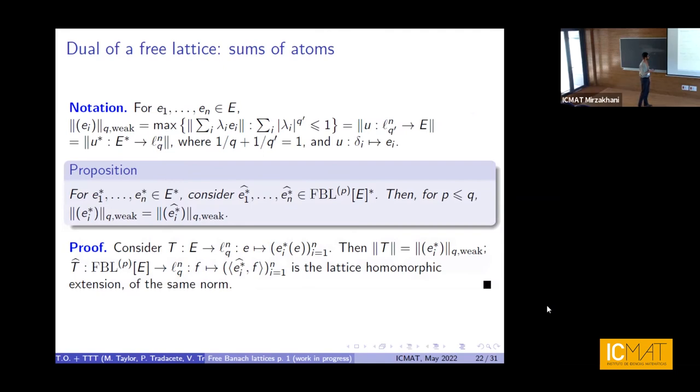So this may look very theoretical, but this proposition will be mostly applicable in the situation when both P and Q are equal to one. So then we see that the one-week norm of the n-tuple consisting of a_i stars is what?